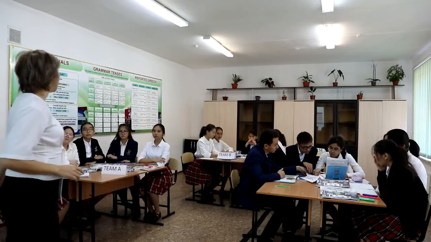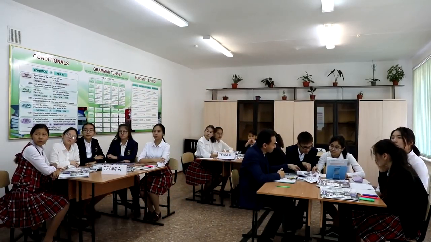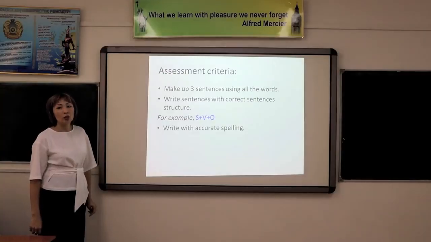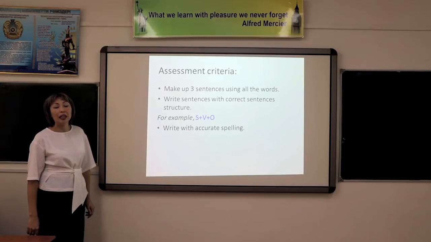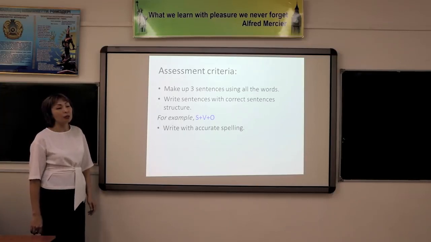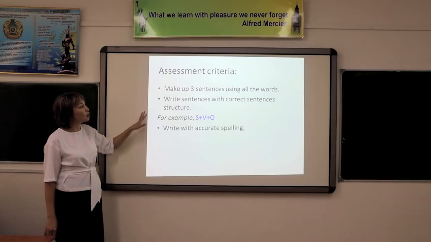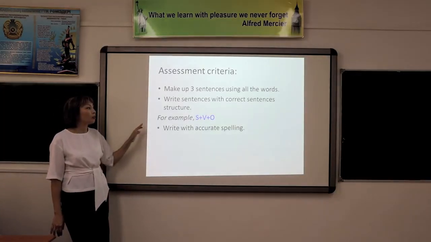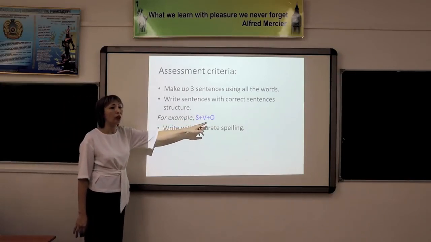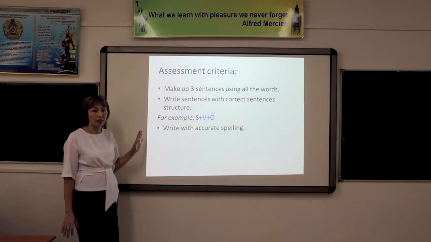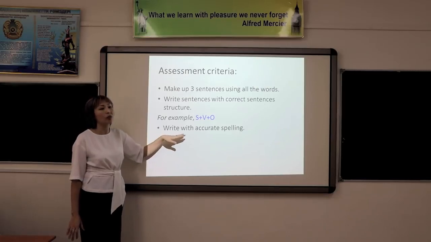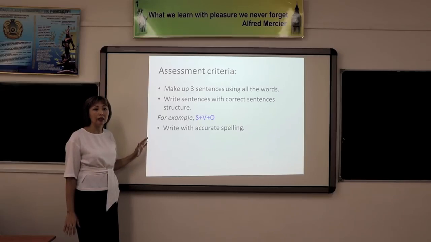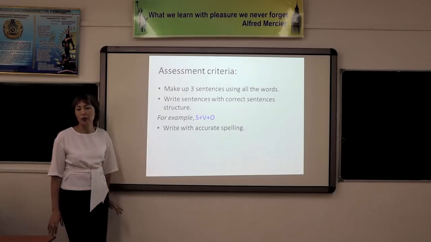Now, I want to give you some assessment criteria. Now look at the blackboard, please. At the end of the exercises, you should assess each group, okay? For example, assessment criteria. Make up 3 sentences using all the words. Write sentences with correct sentence structure. For example, subject plus verb plus object. You know how to make up right sentences, okay? And write with accurate spelling. That is, you should not have mistakes. Is it clear? Yes. Okay, thank you.